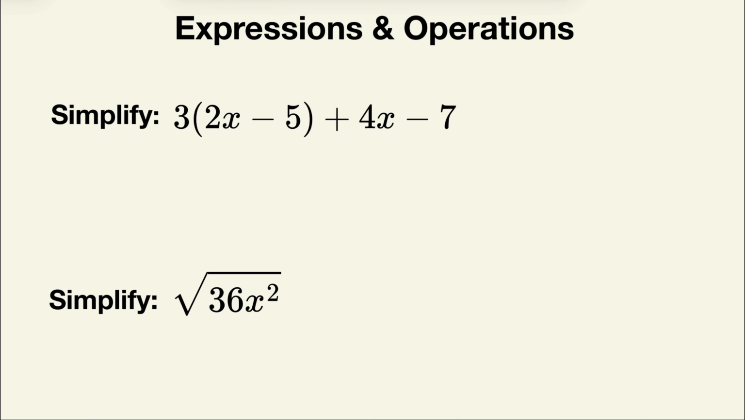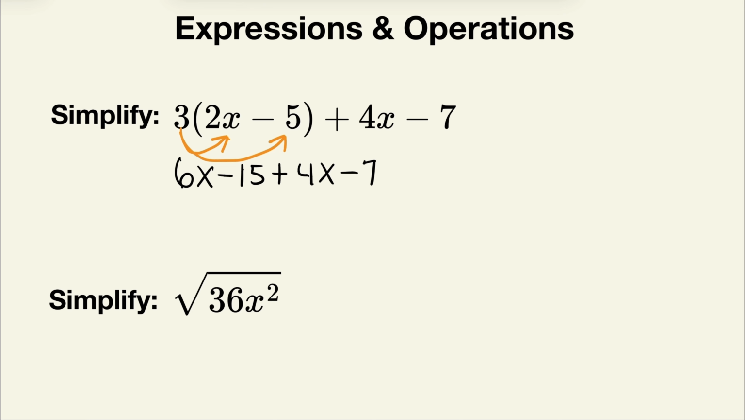Now, remember, when simplifying expressions, we distribute first, then combine like terms. So what we have to do here is multiply this 3 by both terms inside the parentheses. And so that gives us 6x minus 15, and bring everything else down, plus 4x minus 7. Okay, so now we're going to combine like terms.